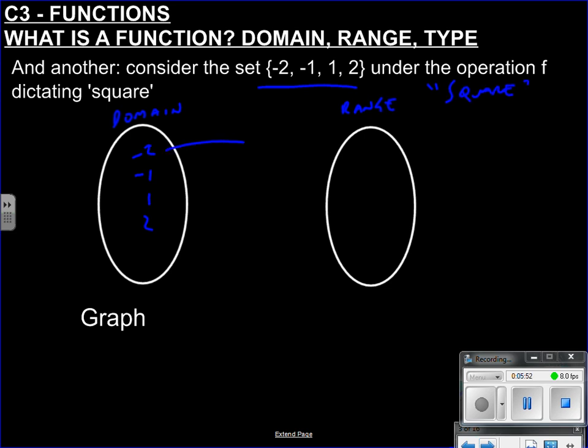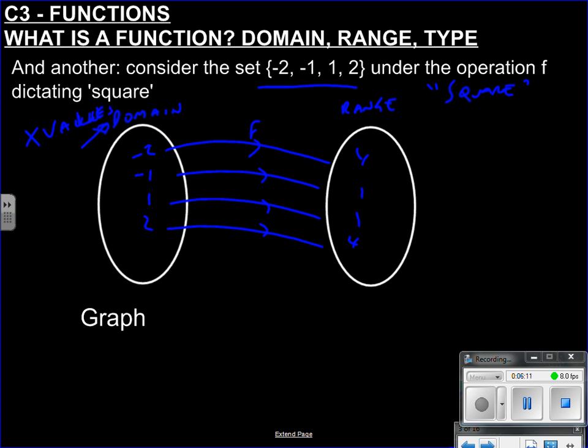So f takes -2 and it squares it to make 4. -1 to 1, 1 to 1, 2 goes to 4, right? Now notice the domain, if we were to graph this, is all of our x values. So it's important to have that in your mind. Domain means x values, and the range, the outcome, is our y values, right?